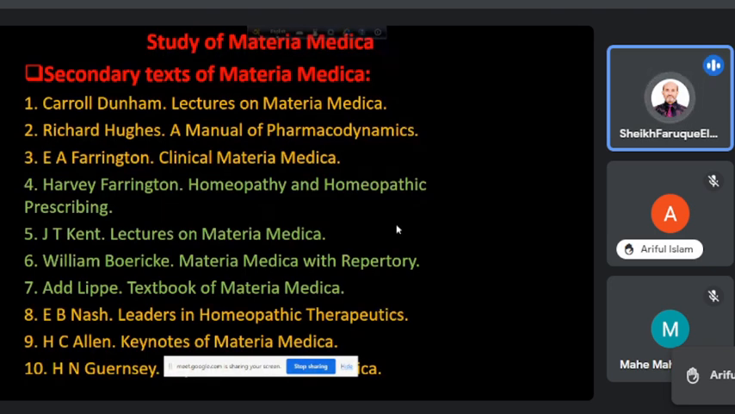And it has a Bengali version, anybody can learn. But I will say, if you have command of English, try to read the English version. Then William Boericke's Materia Medica with Repertory. Also, this book is a gem. You cannot afford to be without this book. You cannot afford good practice without this book.